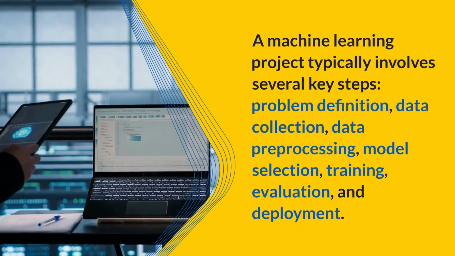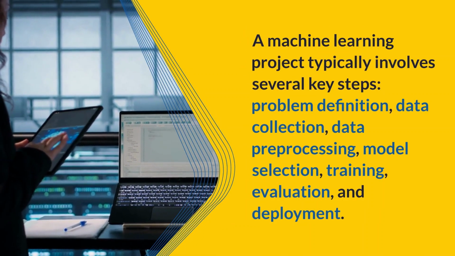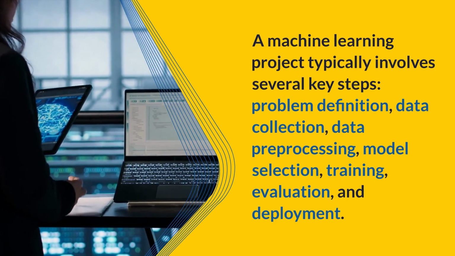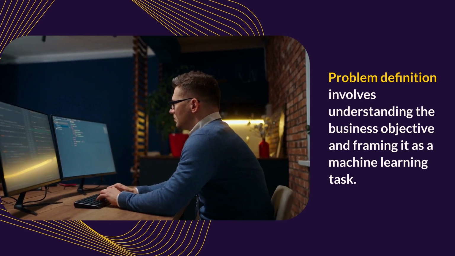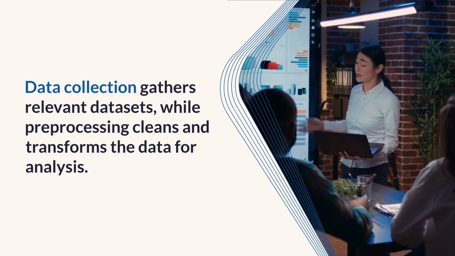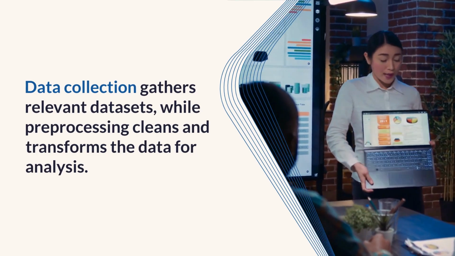A machine learning project typically involves several key steps: problem definition, data collection, data preprocessing, model selection, training, evaluation, and deployment. Problem definition involves understanding the business objective and framing it as a machine learning task. Data collection gathers relevant datasets, while preprocessing cleans and transforms the data for analysis.